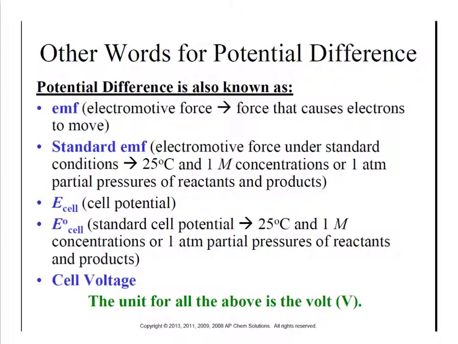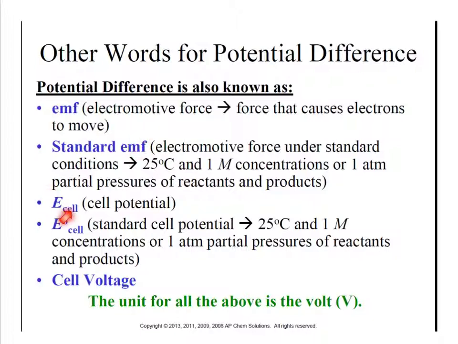Okay. 5 different terms that we're going to use interchangeably. This is like thermodynamically favored and spontaneous reactions. They mean the exact same thing. So different ways of saying the same thing. EMF, electromotive force, is the force that causes electrons to move, aka voltage. Standard EMF, this would be the electromotive force under standard conditions, so 25 degrees Celsius, 1 molar concentrations, or if we're dealing with gases, 1 atmosphere.